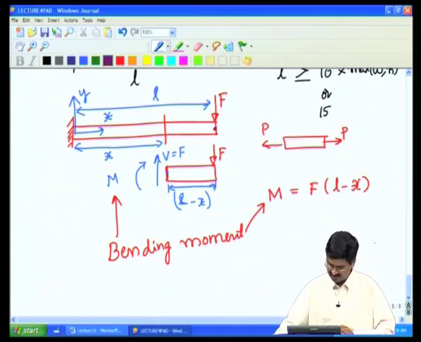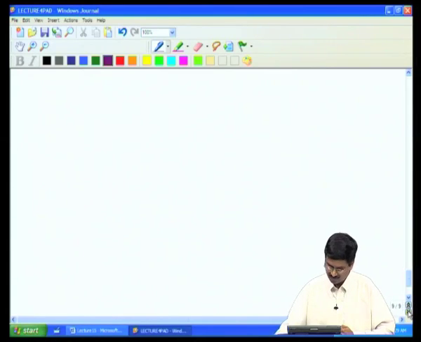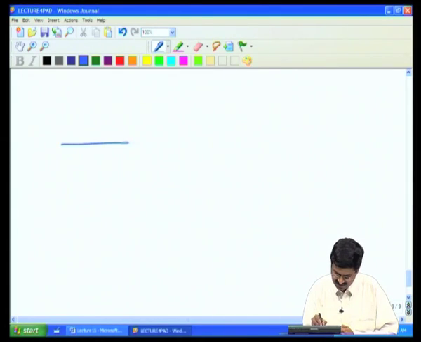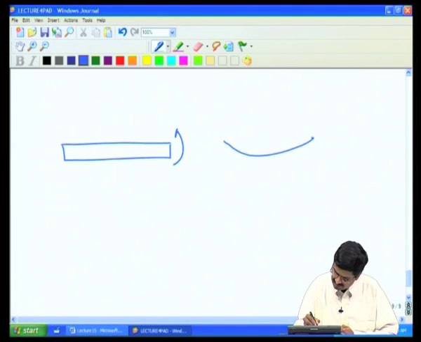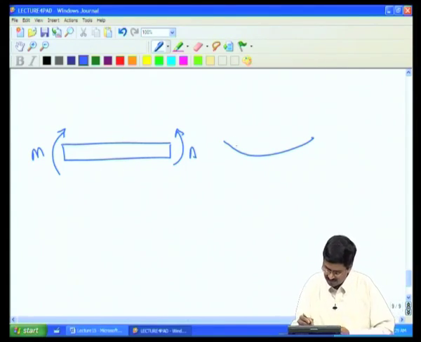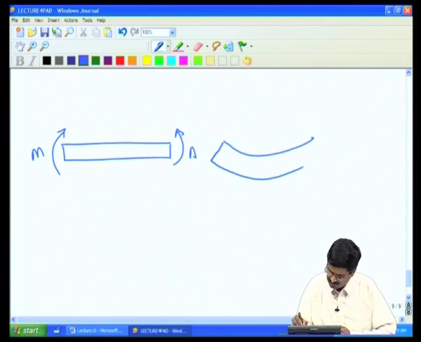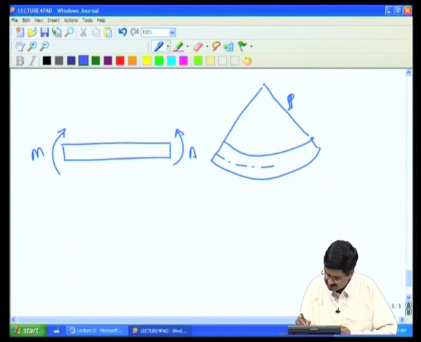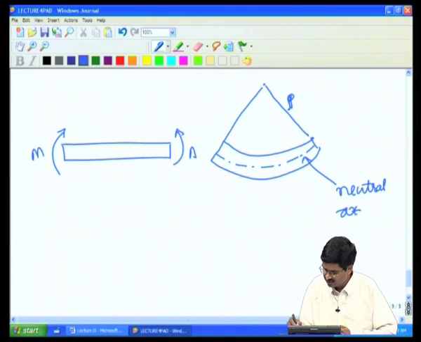So, let us look at that here. We have taken a straight beam and we have rotated it by applying bending moments. We apply bending moments to rotate it into a circular arc where there is a center of curvature and rho, which is the radius of curvature. We are saying that there is going to be an axis which will neither stretch nor contract, which we will call the neutral axis.